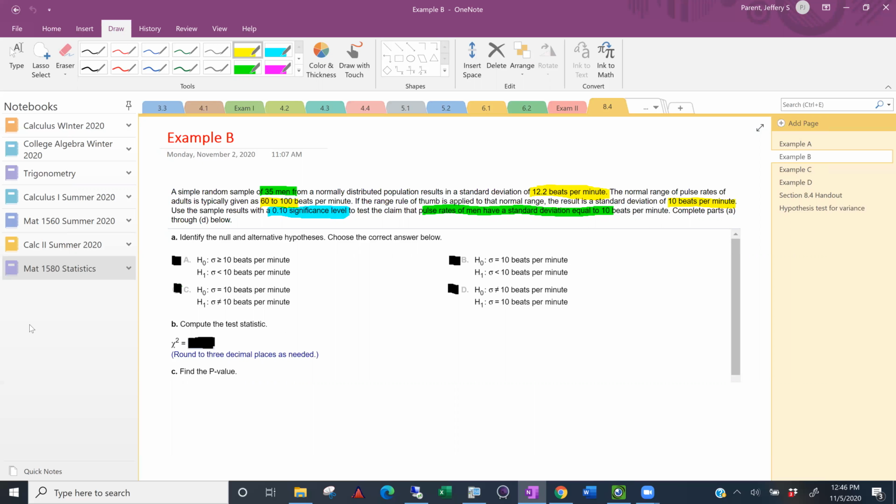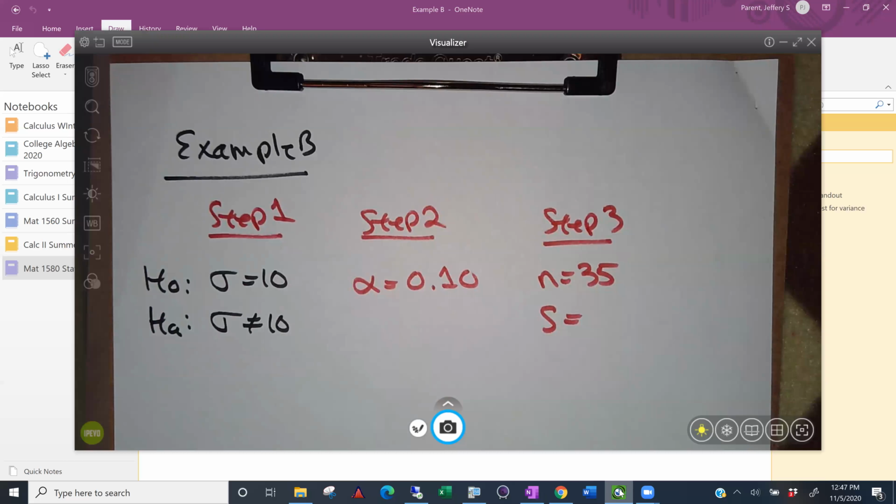So simple random sample, right? Okay, yeah, so if you look at this first sentence, it says a simple random sample of men results in standard deviation of 12.2 beats per minute. That's your S. So you might have to read through these things a couple times to find that. The 10 beats per minute, that's really part of our null hypothesis. So let's go back and put that down here.